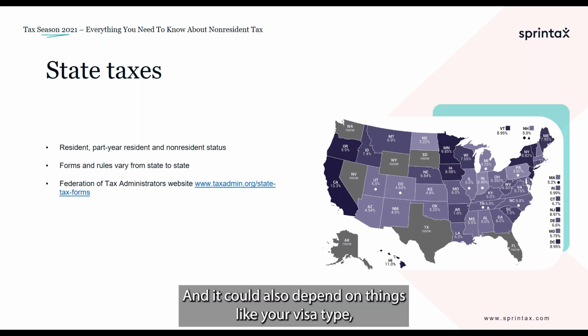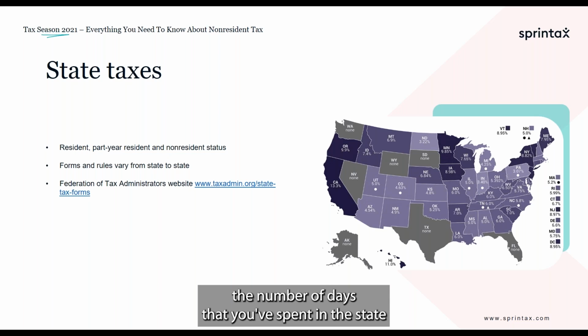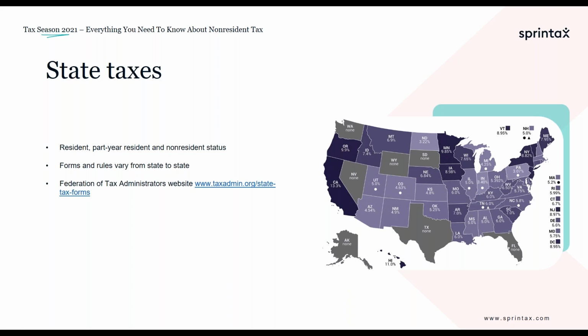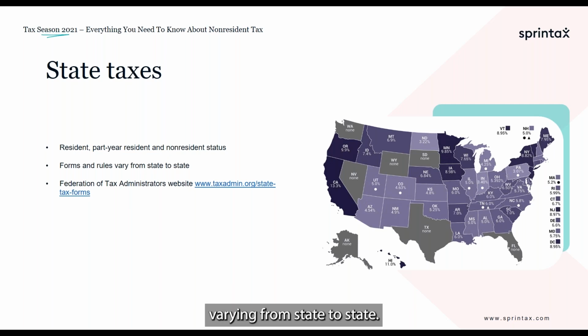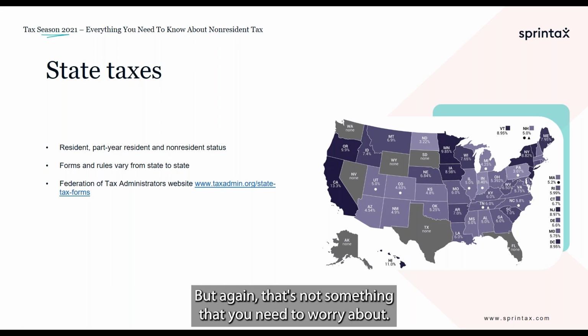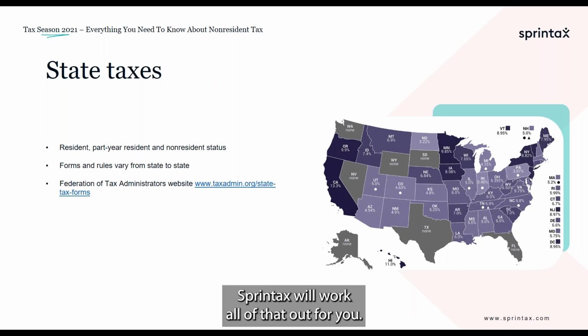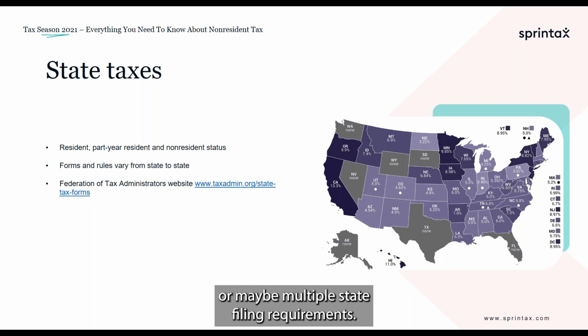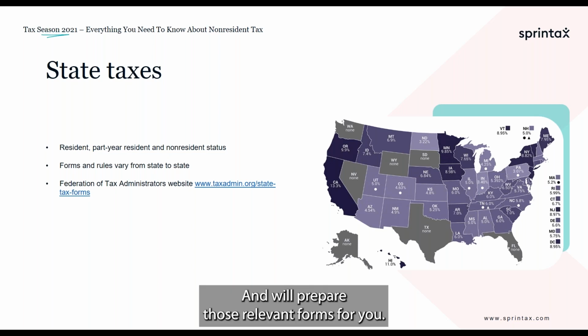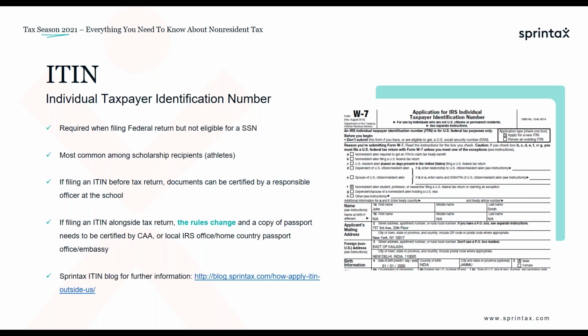And it can also depend on things like your visa type, the number of days that you've spent in the state, and even down to the type of accommodation you've lived in. It can be quite complicated, with the state rules varying from state to state. But again, that's not something that you need to worry about. Sprintex will work all of that out for you. Once you fill in your details through the questionnaire, we will determine whether you've got a state filing requirement or maybe multiple state filing requirements, and we'll prepare those relevant forms for you.